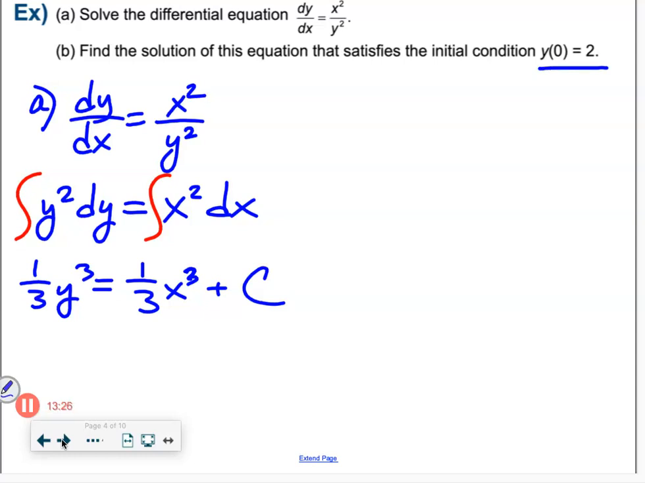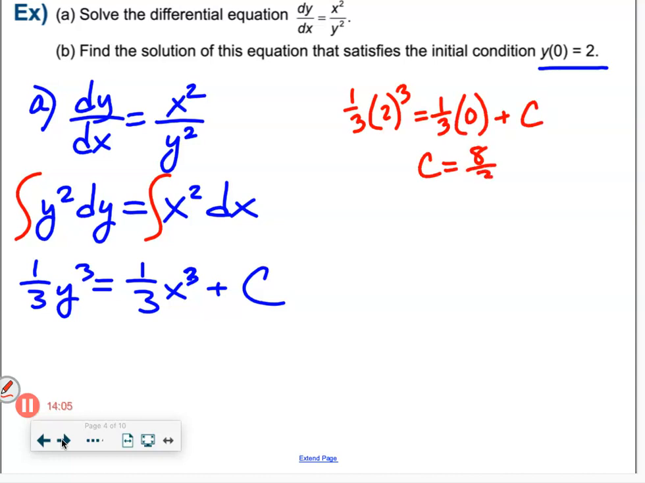So go ahead and plug your point in, the 0, 2. Plug that in, x equals 0, y equals 2, and solve for C. I'll have C equals 8/3.